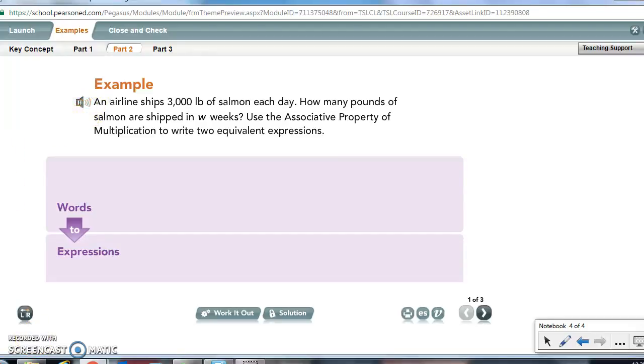An airline ships 3,000 pounds of salmon each day. How many pounds of salmon are shipped in W weeks? Use the associative property of multiplication to write two equivalent expressions.